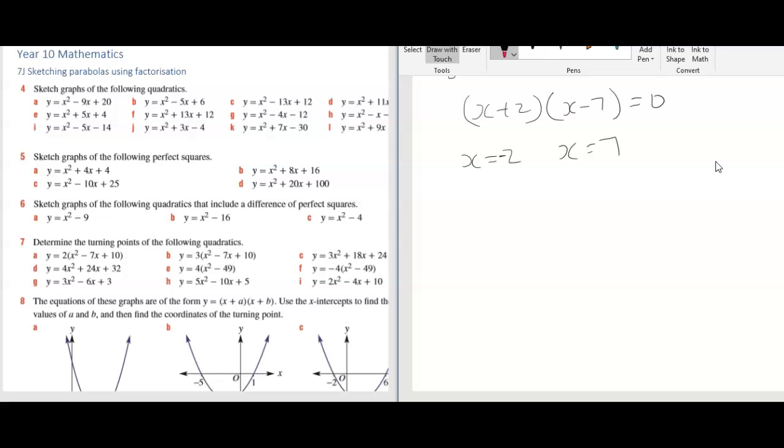So I'm going to change the colour of my pen. Okay, and so we've got negative 2 here and 7 somewhere along here. So there are our x-intercepts. Your y-intercept we can put on as well, so I might just make that axis a bit longer.